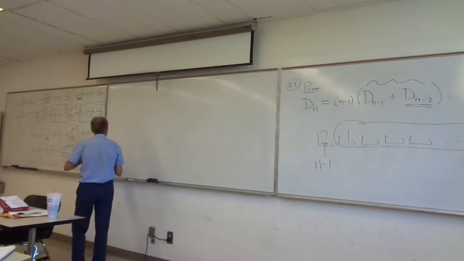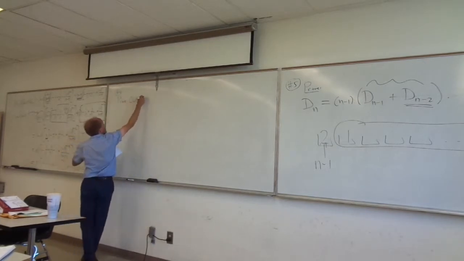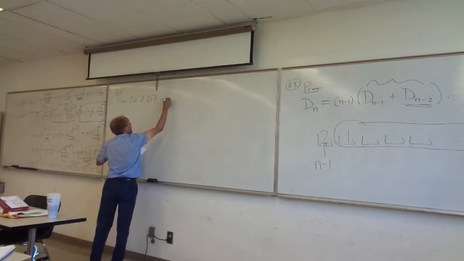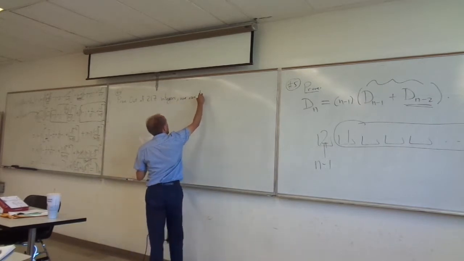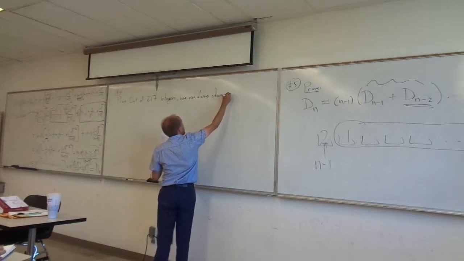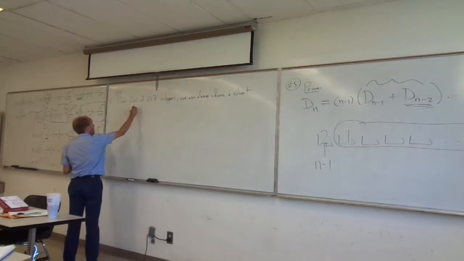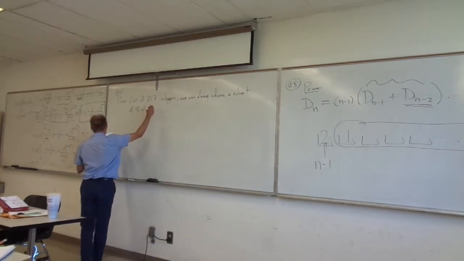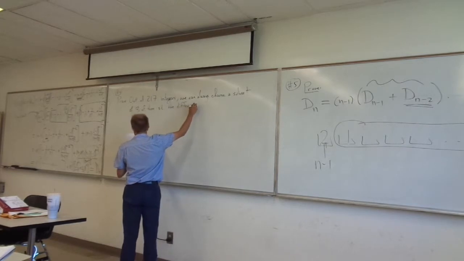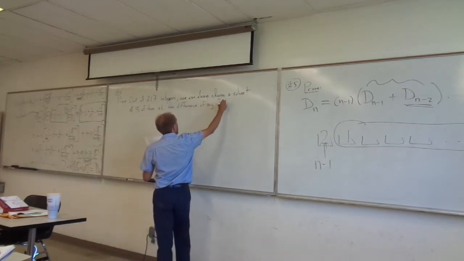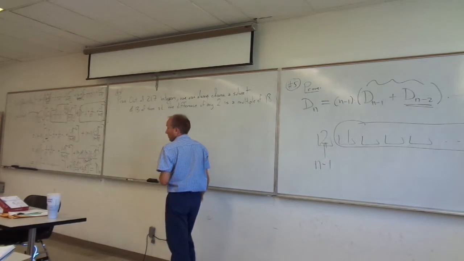So number 4 says, prove: out of 217 integers, we can always choose a subset of 13 of them such that the difference of any 2 is a multiple of 18.